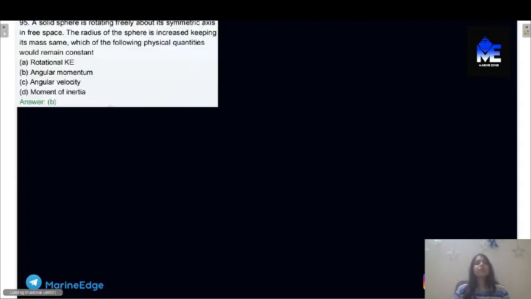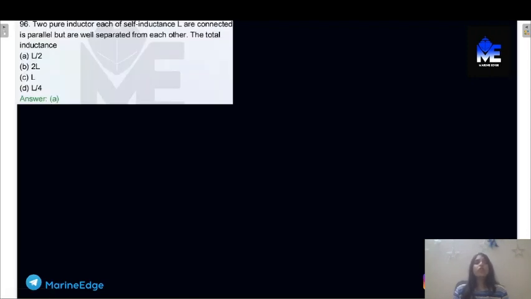Now moving on. A solid sphere is rotating freely about its symmetric axis in free space. The radius of the sphere is increased, keeping its mass the same. Now, which of the following quantities would remain constant? So, if we do not provide any external impact, which quantity will remain untouched? The angular momentum. That remains conserved, correct? And since we are not providing any external influence to it, there would be no change in the angular momentum, right? So option B.